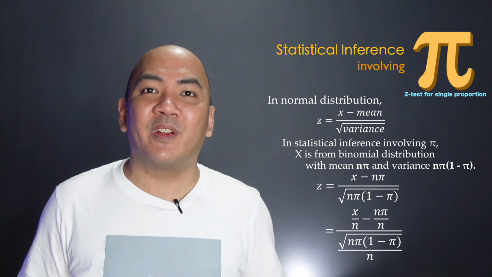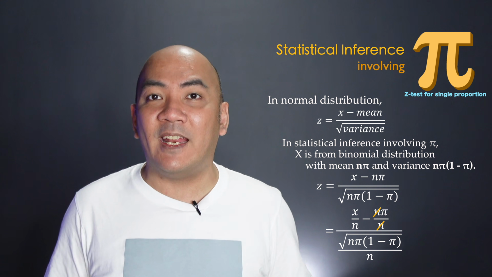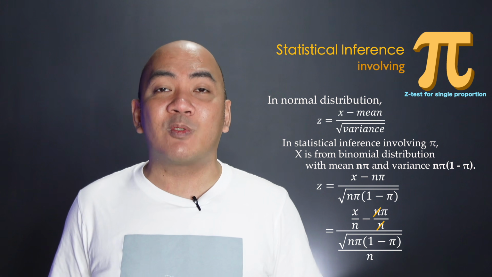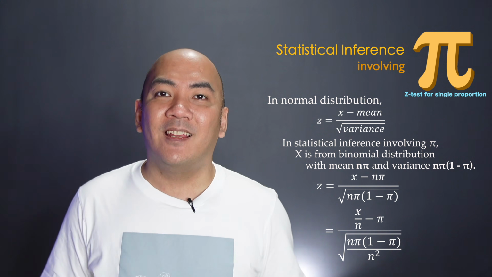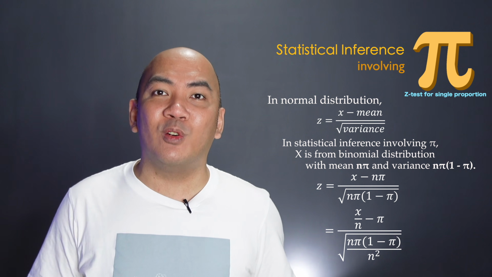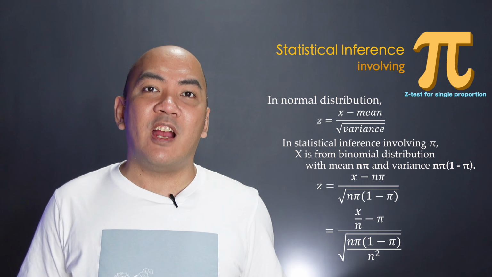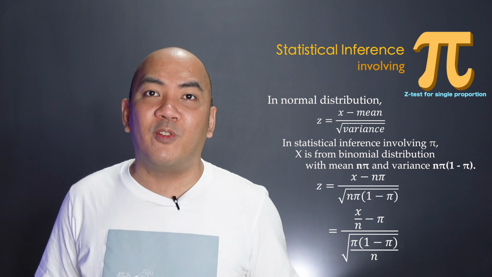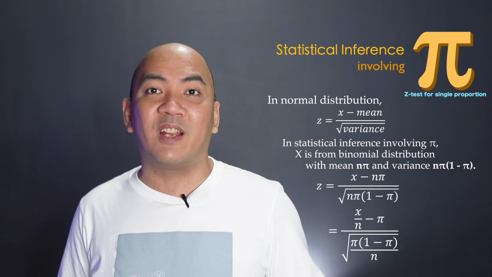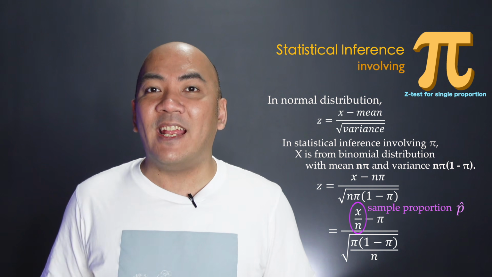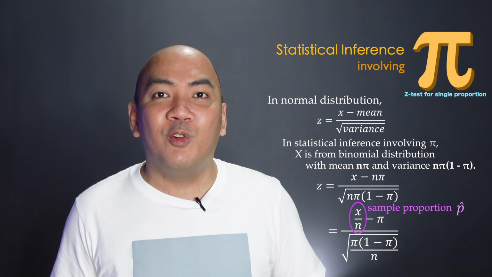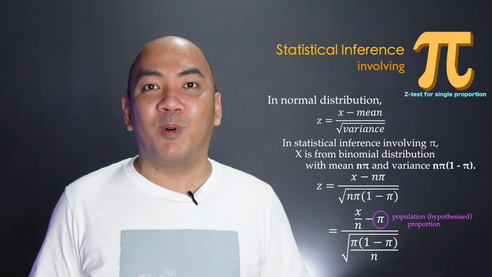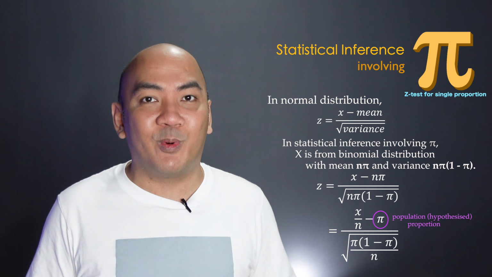And if we're going to divide everything by n, that will be x over n minus pi, all over the square root of n times pi times 1 minus pi divided by n. And when n is taken inside the square root, that will be n squared, which now leaves us with x over n minus pi all over the square root of pi times 1 minus pi over n. Now x over n here is the sample proportion, which later be denoted as p hat. And pi here is the population proportion or our hypothesized proportion.